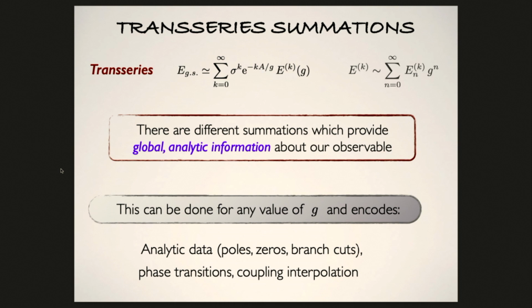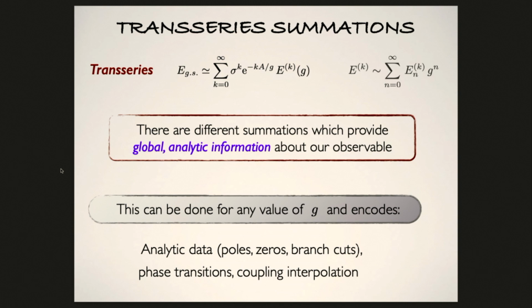I've mentioned, so how to obtain a function? I need to sum. There are different ways of summing it. I'm going to mention three of them because they all have different strengths. And they will give you, again, global analytic information. This is another thing, meaning you have here a perturbative series, but actually you can go beyond that perturbative series and find analytic information about my observable.